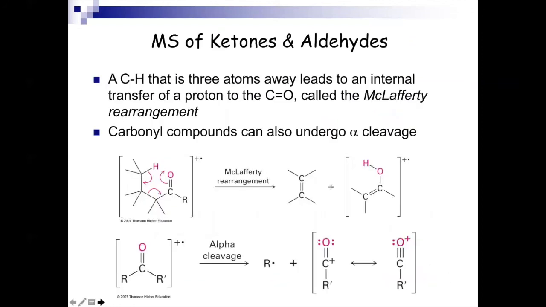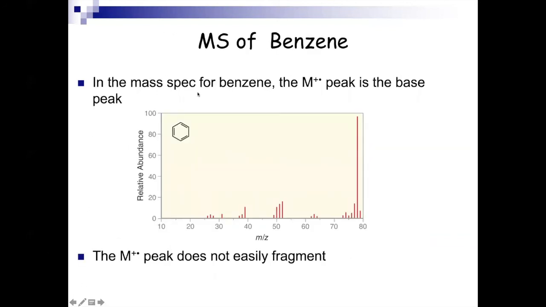Ketones and aldehydes, this is a little bit tricky and probably really beyond the scope of this class, but what happens with ketones or aldehydes is we have what's called the McLafferty rearrangement. And so we end up getting alpha cleavage with our ketones or aldehydes. So if we look at the mass spec of benzene, we see this big peak, the base peak at 78. And because benzene is so stable, we really don't get any kind of fragmentation pattern that's very clear. So benzene is definitely pretty stable the way it is, and it doesn't like to fragment. And we do see this base peak at 78.